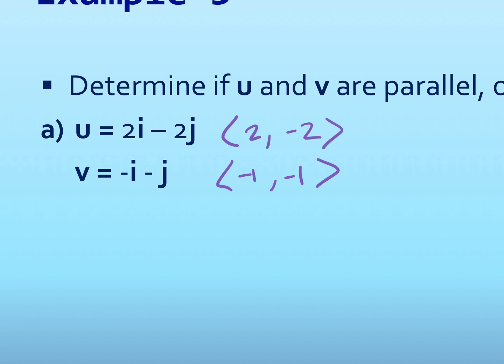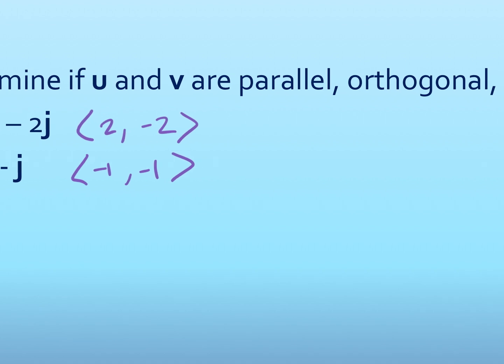So first let's see if they are parallel. So to determine if they are parallel, we need to set up a proportion. So we would say the first number over the first number, and that has to be equal to the second number over the second number. So we get negative 2 is equal to positive 2. Is this true? Nope, so they are not parallel.